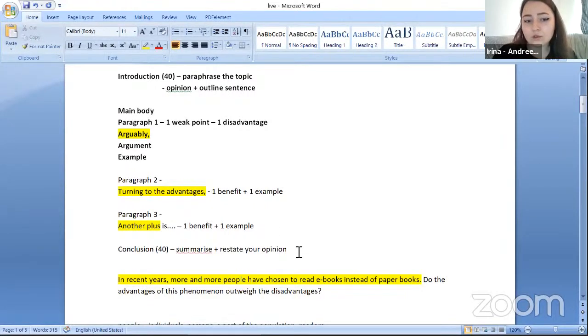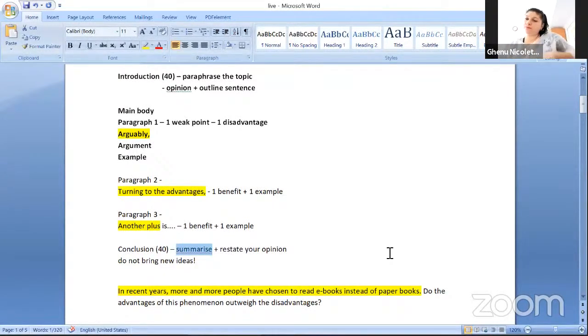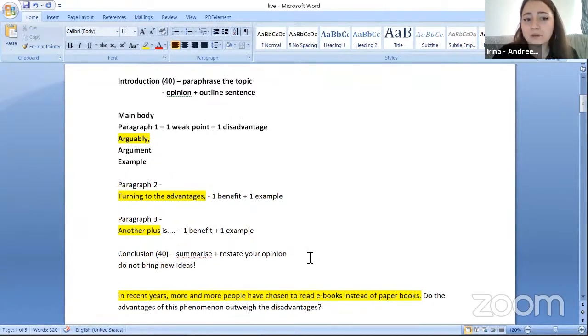Okay, in the conclusion, as I told you, do not bring new ideas. Summarizing means you only repeat your 3 arguments. That's what you do for every essay, we summarize. And restating your opinion, you just say again, that's why I consider that there are more advantages than disadvantages. Okay. This would be the structure for this type of essay.